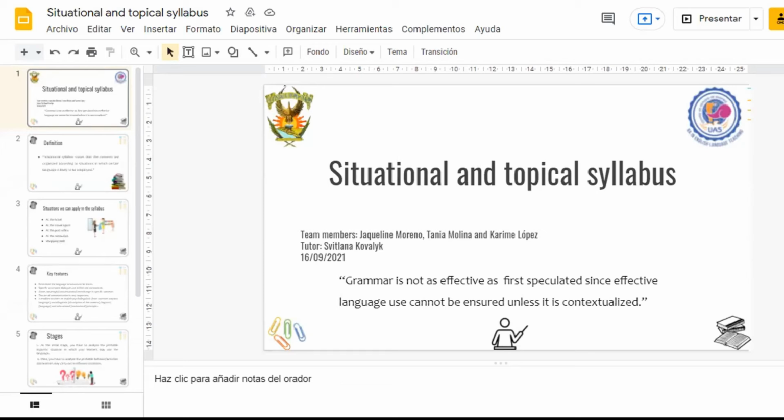Under the title, we have this quotation that I really like because I think it summarizes what we're going to look into. It says, grammar is not as effective as first speculated, since effective language use cannot be ensured unless it is contextualized. And we're going to see why.